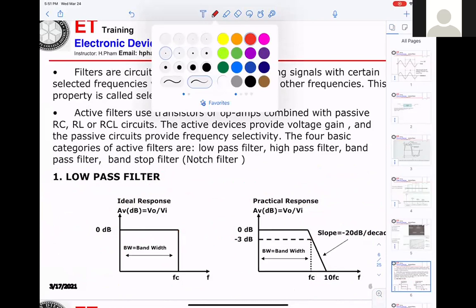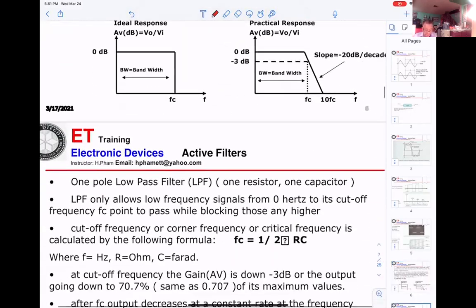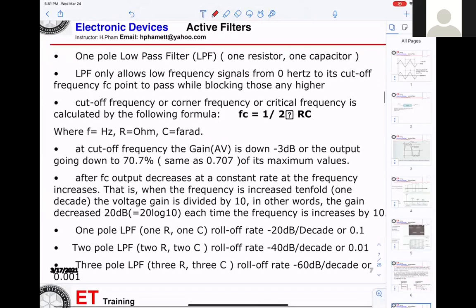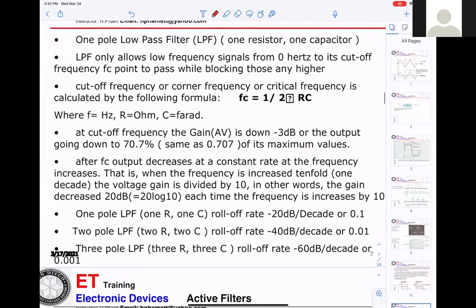Right. Depending on the circuitry, they can tell you if it is down 20 or 40 or 60 or 80. But it has to have one resistor and one capacitor for 1-pole, and two resistors and two capacitors for 2-pole. Right. Now on the next page, they say 1-pole low pass filter. That's a 1-pole low pass filter, only one resistor and one capacitor.